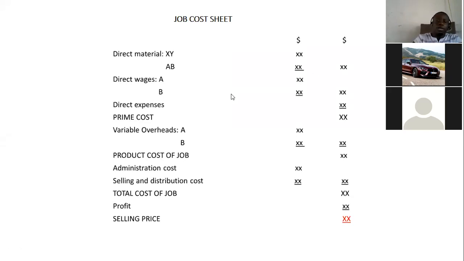So we sum up our administration costs, selling and distribution costs together to arrive at our total cost. We sum it up with our product cost. This is our product cost. You get it?